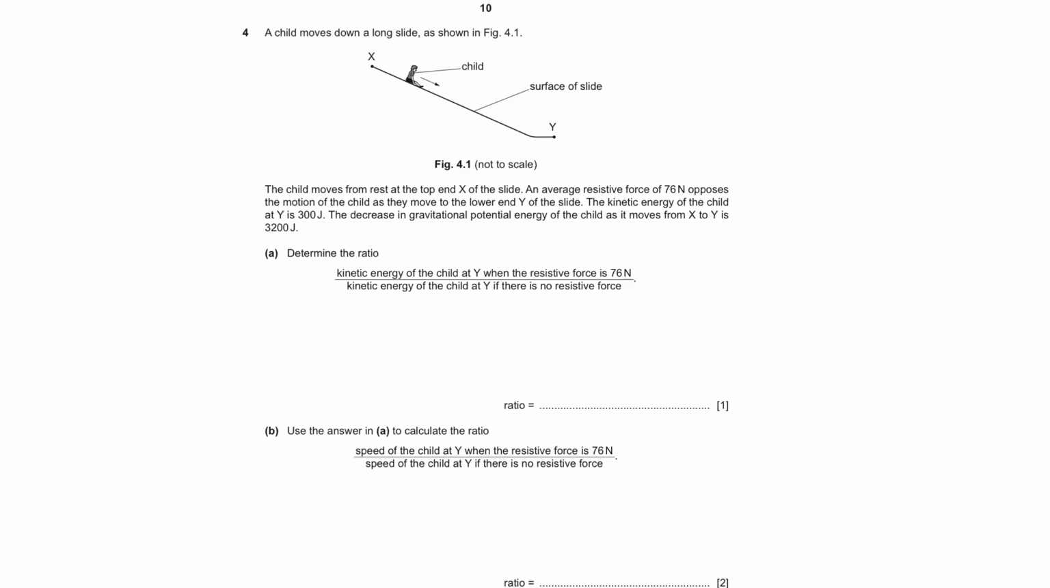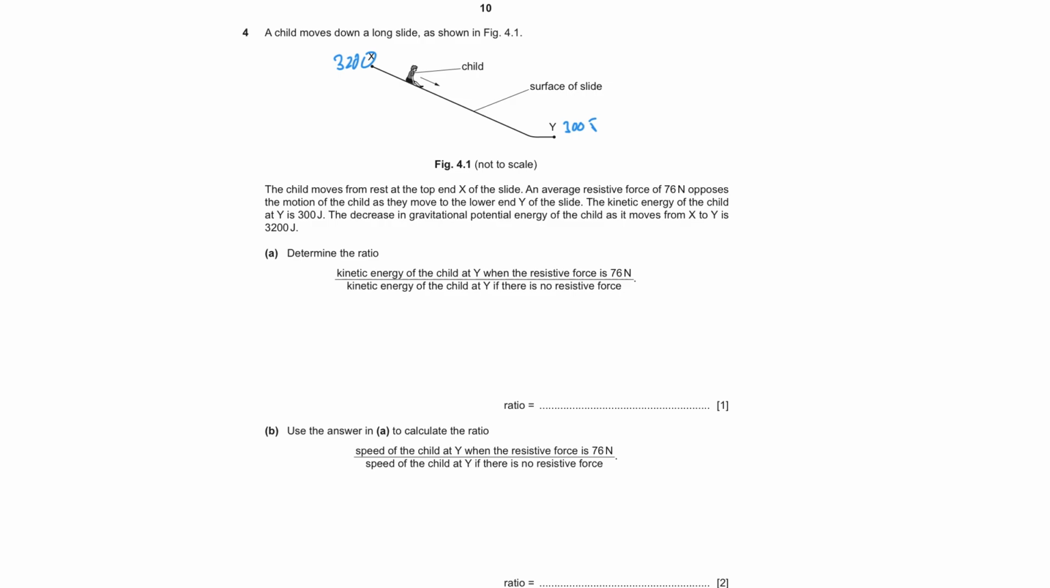The kinetic energy of the child at Y is 300 joules. The decrease in gravitational potential energy of the child as it moves from X to Y is 3200 joules. So of the gravitational potential energy at this point, 3200 joules, what has happened is that at Y, due to the resistive force, you're only left with 300 joules of kinetic energy. The rest of it gets converted into thermal energy because of the resistive forces.